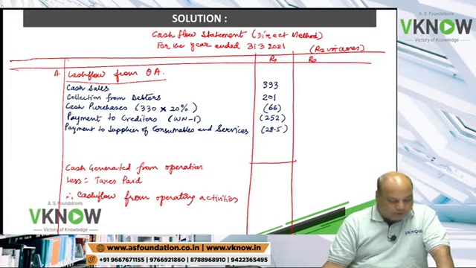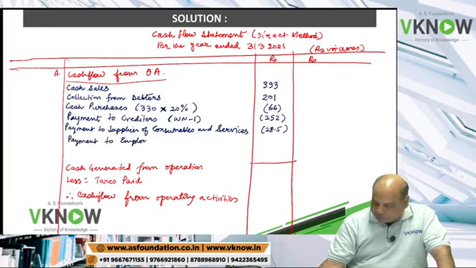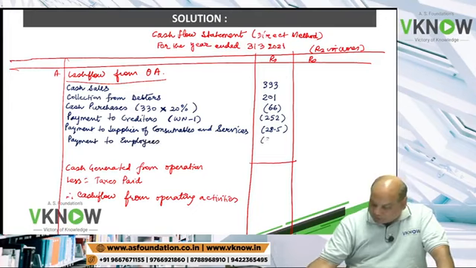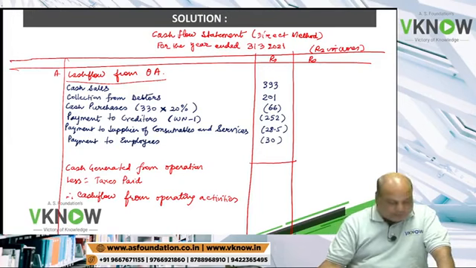Point 5. Employees of enterprise. Payment to employees. Employees were paid 30 crore. 30.